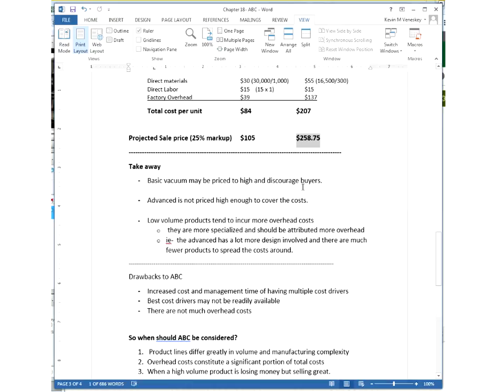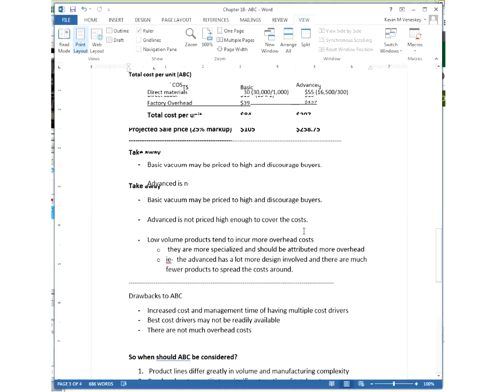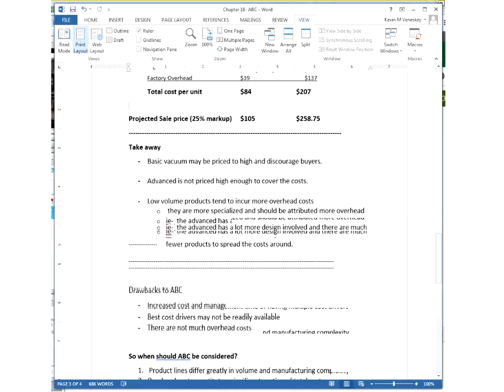Okay, so a couple takeaway points here. The basic vacuum before, when we priced it at $130+, that might have been kind of over the top, and where other competitors were pricing it lower, we could have been pricing it lower and still made a profit based on the $84 cost. The advanced, like I said, wasn't priced high enough.